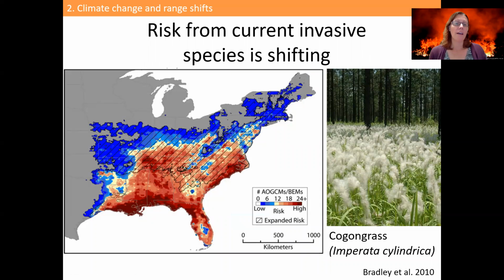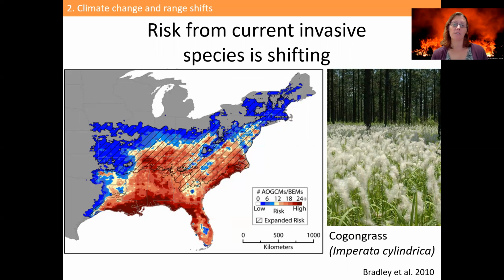And so, as a result of this, we are seeing that risk from invasive species is shifting quite a bit. Just as native species need to move to respond to climate change, our expectation is that invasive species will also be moving in response to climate change.